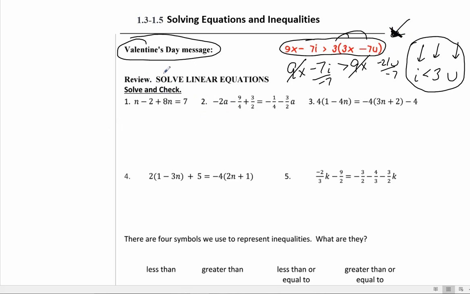All right, review. I want to solve some linear equations here. I want to solve and check. Remember, we always want to check it out, please. We can't just take it for granted that the answer is right, because you might have got it wrong or I got it wrong.